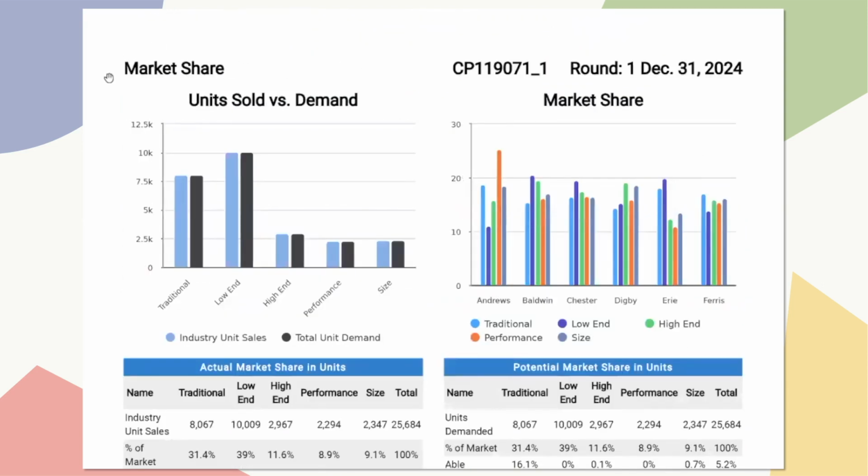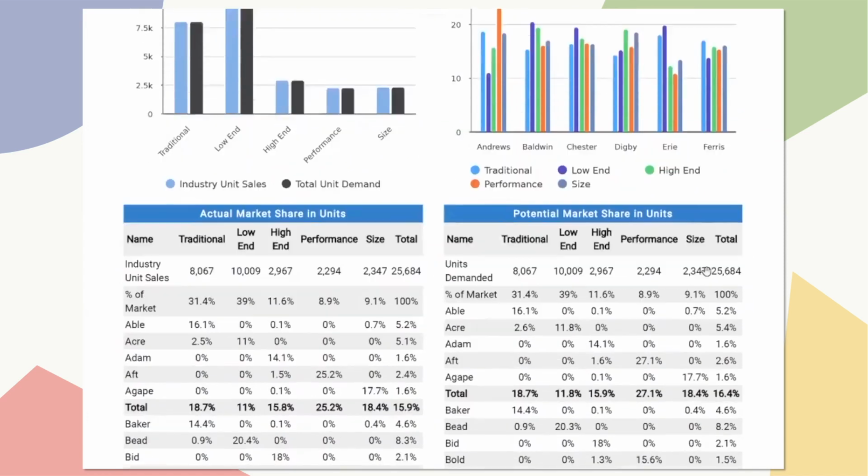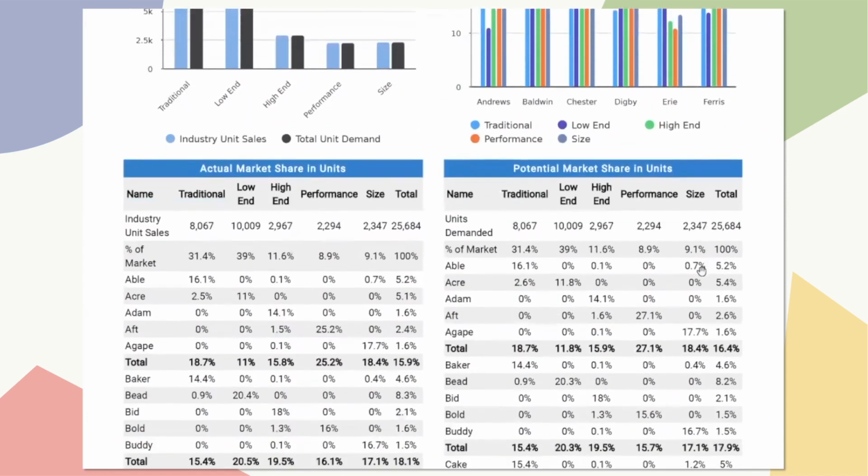This is the market share report. This report is going to tell us what actually happened, actual market share on the left here, versus what should have happened, potential market shares, on the right. Potential market share shows us what should have happened if no companies had stocked out. So if we find company Andrews here and we look at their product Aft, which we saw stocked out, we can see that Aft earned 25.2% market share in their primary segment, performance. But when we look over here to the potential market share, Aft performance, we can see that Aft deserved to sell 27.1% if they hadn't stocked out.